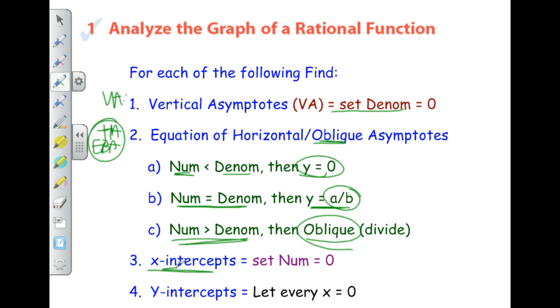X-intercepts, we're going to set the numerator equal to 0. There's an exception to that if there's a D shift or a K shift, a vertical shift, then we're going to have to go back to our original definition for x-intercepts and let y be 0. And then to find the y-intercept, we're going to let x be 0. We'll let every x be 0, and we'll find the y-intercept.